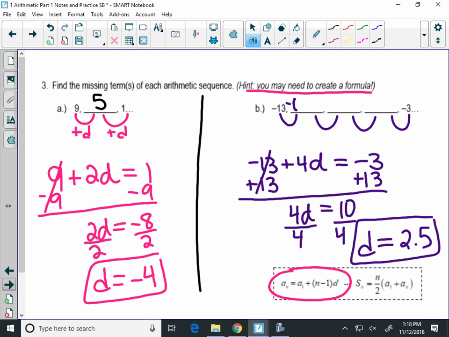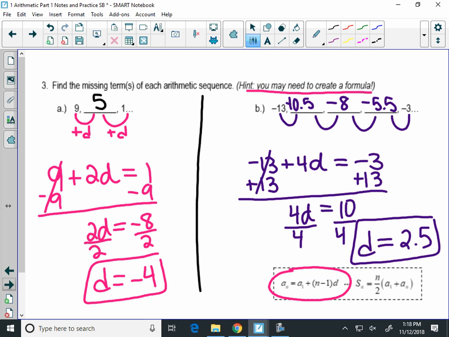Negative 10.5. I forgot the 1. Negative 10.5, and then I have to add 2.5 again. Negative 8, and then negative 5.5. So that one, especially because it was a fraction, might have been a little harder to do in your head. Right? Does that make sense?